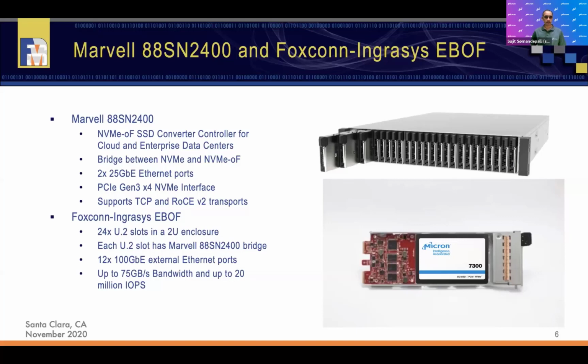The Foxconn and Grace's EBOF is an NVMe over Fabric solution that's built around the Marvell 88SN2400 bridge chipset. It has 24 U.2 slots in a 2U chassis, and each of these U.2 slots has the 88SN2400 bridge chip. The EBOF can provide up to 3.2 terabits of redundant Ethernet connectivity. And this 2U shelf can provide 75 gigabytes of throughput and up to 20 million IOPS to your application.